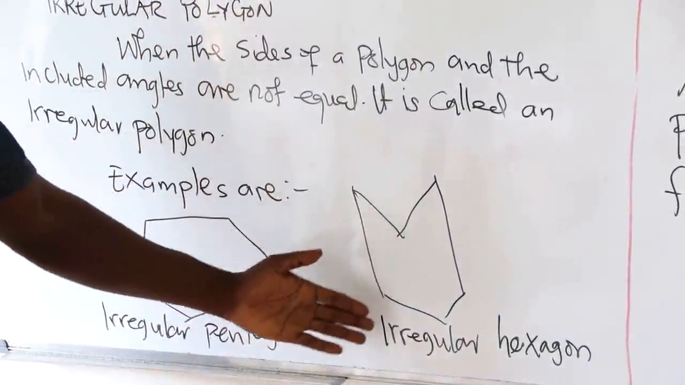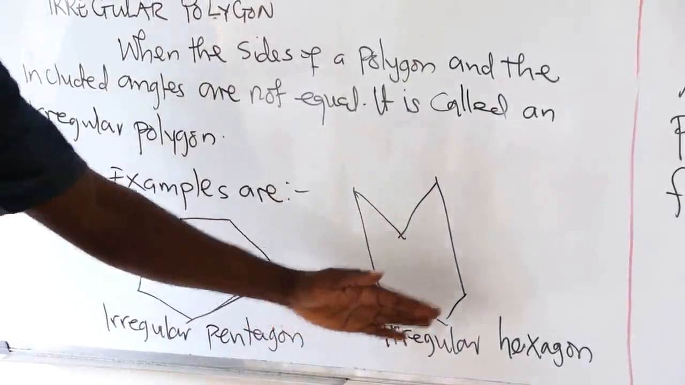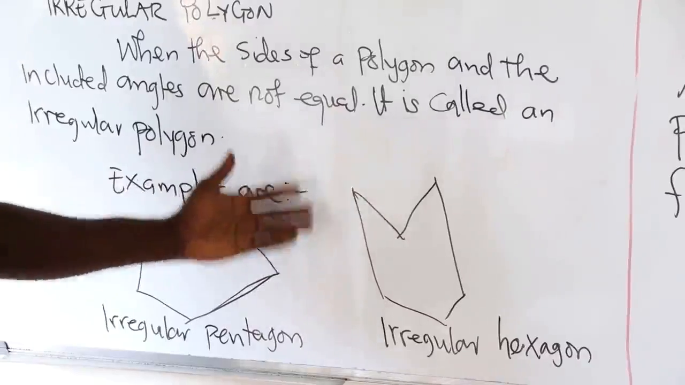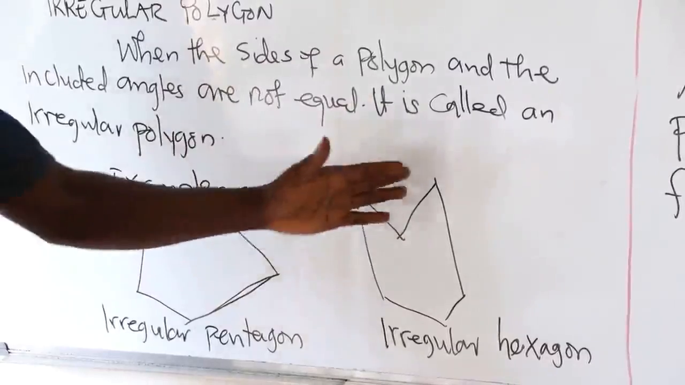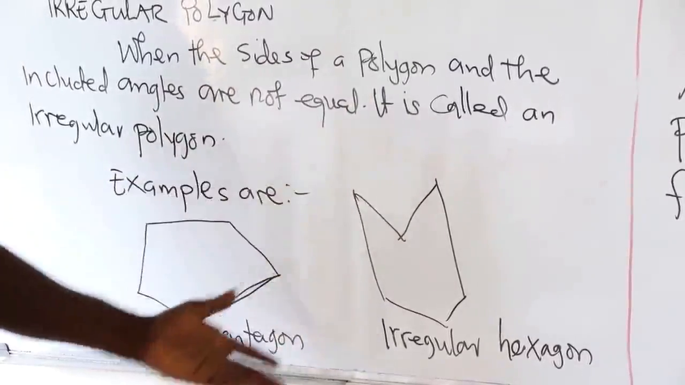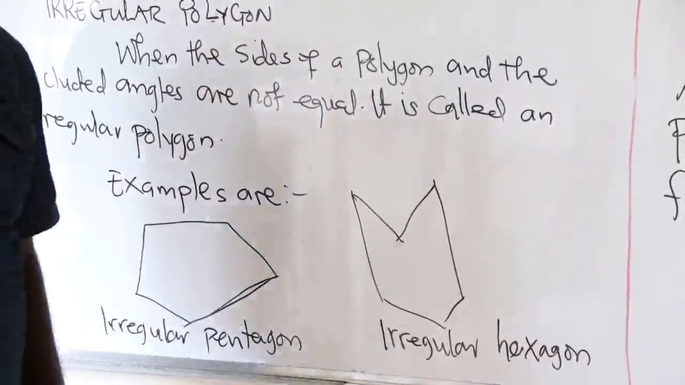Look at this one too. It is an irregular hexagon. It has 6 sides and 6 angles, but the sides are not equal and the angles are not equal.